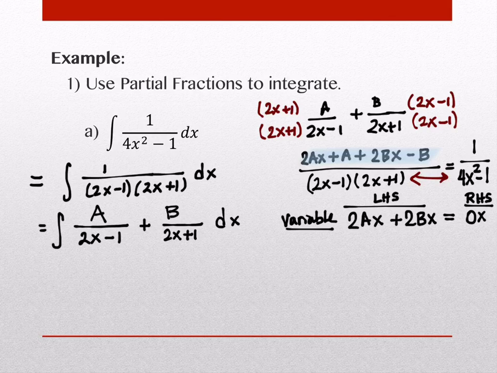Let's do the constant part. What are my constants? On the left-hand side, they are a and b, but let's make sure we get our signs with them. It's a minus b, right? And what is the constant on the right-hand side of the numerator? 1.